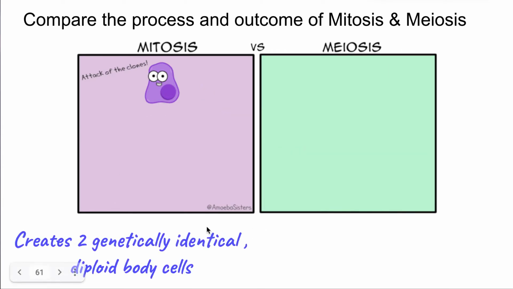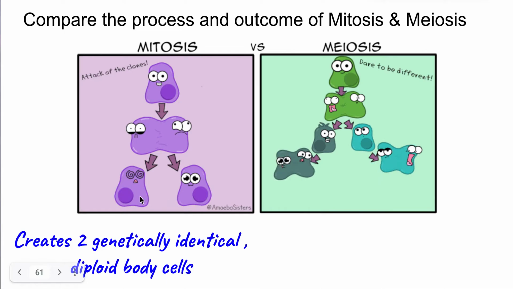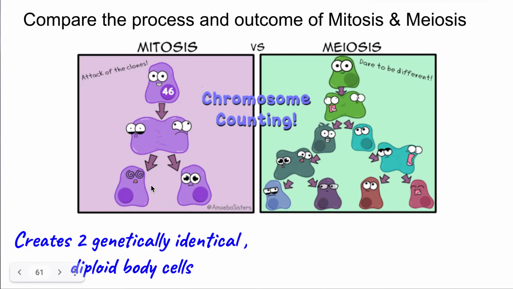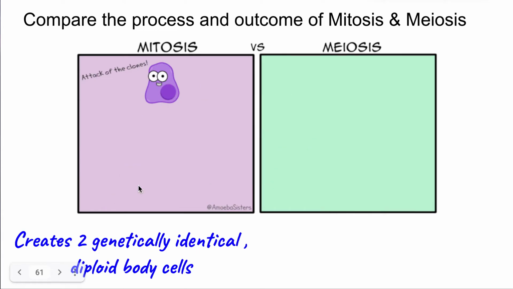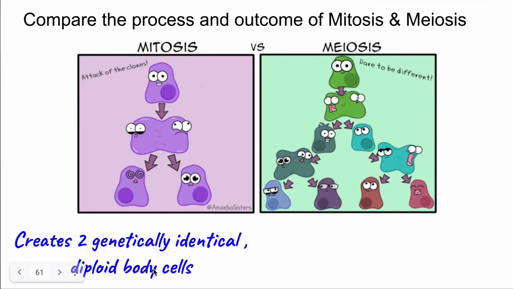So, what to write down? For mitosis, it's going to create 2 genetically identical diploid, referring to the fact that if this was our body cell, we would have 2 sets of chromosomes. We got 23 from mom and 23 from dad. And each one of these resulting cells is going to be exactly the same as the one that started. So 2 genetically identical diploid body cells. Somatic cells is another term that means the same thing.